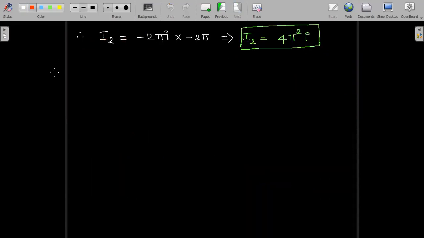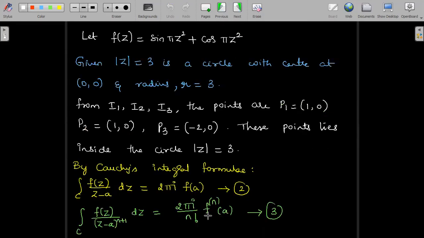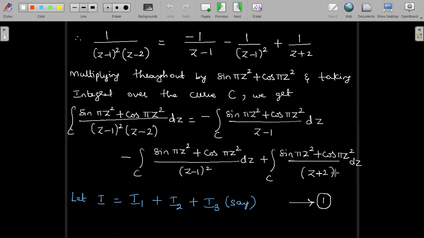Okay, so for I3, we'll work out for I3 now. So I3 is equal to, there was a positive sign outside, so 2 pi i into f of 2. A value is equal to 2 on comparison, right? We have to apply 2 pi i into f of a, and on comparison a value is equal to minus 2.